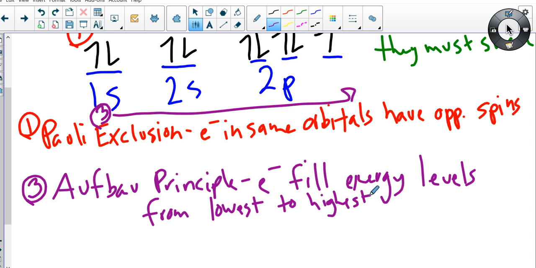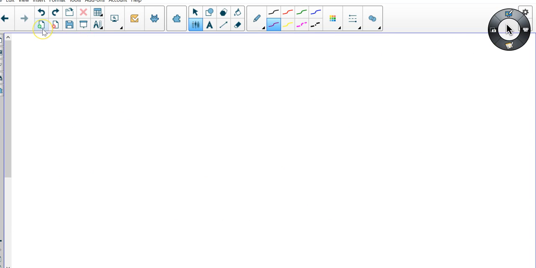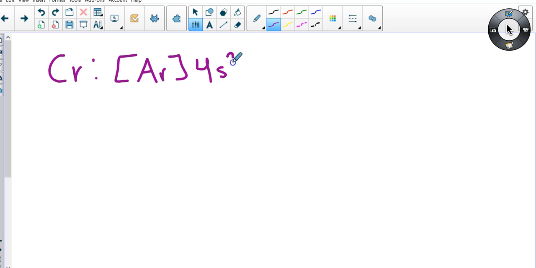We're going to do chromium, and then we can actually abbreviate this. We can do the noble gas for it, okay? So I'll show you how to do that. For chromium, I'm going to write the electron configuration, but I'm going to do the short one. What's the noble gas above chromium, y'all? Argon. Yep. So I'm going to go argon, and then I'm going to say 4s2, 3d4.